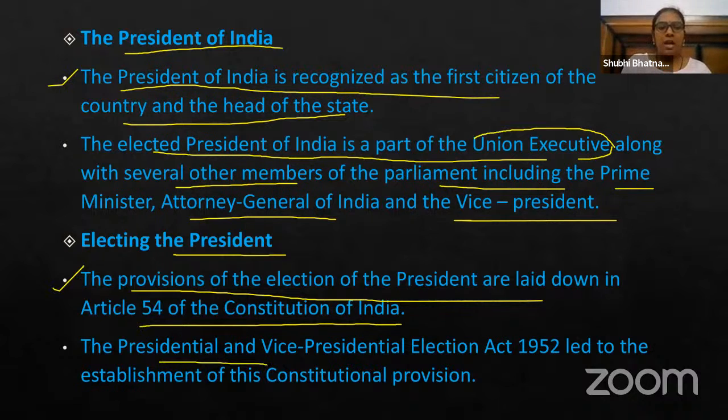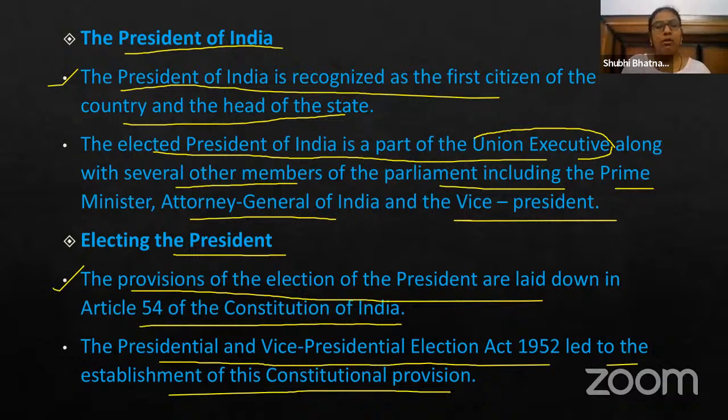Now, the Presidential and Vice Presidential Election Act 1952 led to the establishment of the constitutional provisions. Okay. So this is also important. Which article? ये तो खैर you 100% will be able to identify, but the year is important. Okay, so you should be aware of the year.